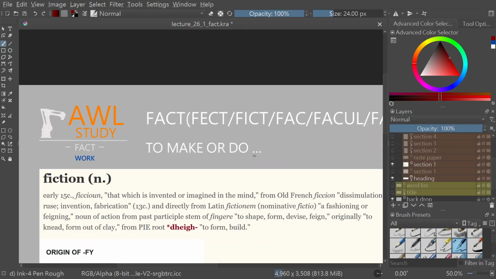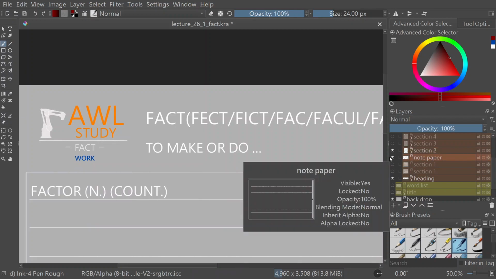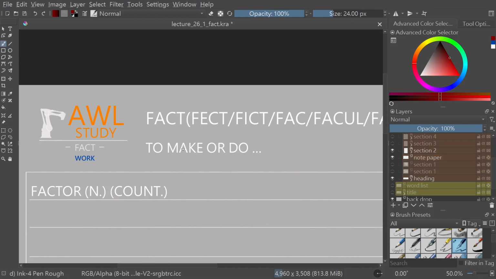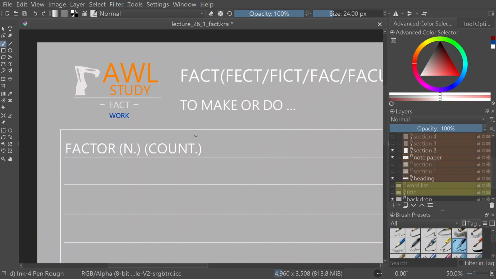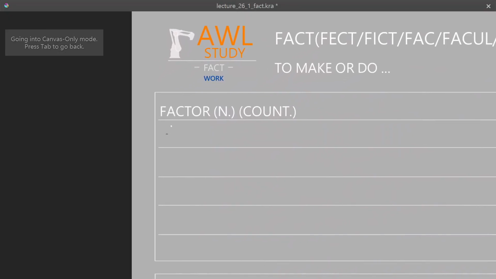Alright, so let's study words together right now. So what's the first word? The first word is factor. Alright, factor.